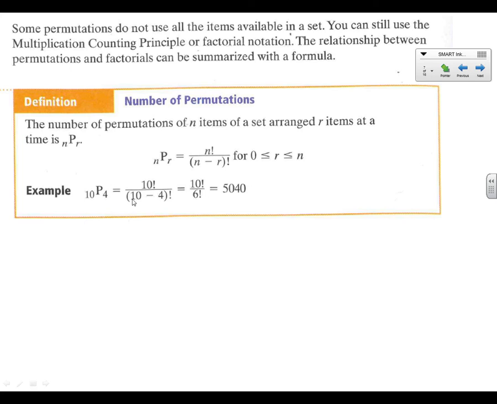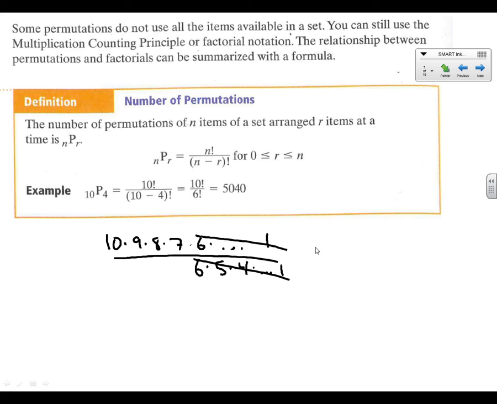So here's an example. 10 over 10 minus 4 would be 10 over 6. And so on this one, if we were to write that out, it would be 10 times 9 times 8 times 7 times 6 times all the way down to 1, right? Over 6 times 5 times 4 all the way down to 1. Those 6's would cancel each other out. So really this problem is going to be 10, 9, 8, 7, which is what this is saying. Start at 10 and multiply 4 numbers, 10 times 9 times 8 times 7.